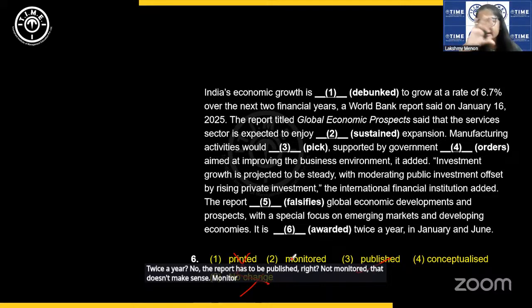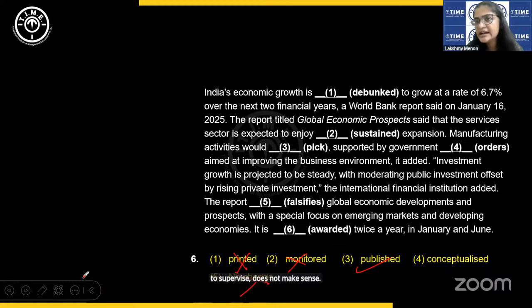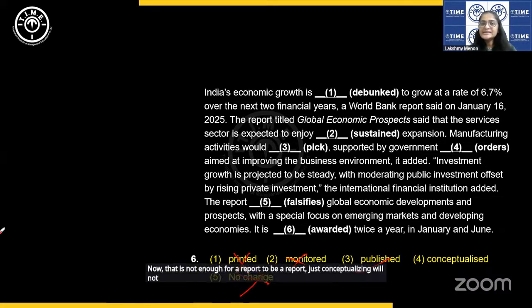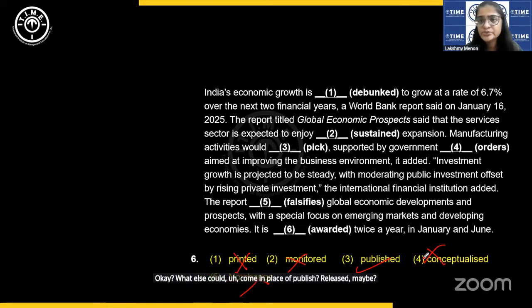Monitor, you know, is to supervise. Does not make sense. Conceptualized. Conceptualize is to visualize or to plan. Now, that is not enough for a report to be a report. Just conceptualizing will not do. Twice a year clearly indicates that something is being done actively. So, published is the right word. Okay. What else could come in place of published? Released, maybe. Released would also be an appropriate word.